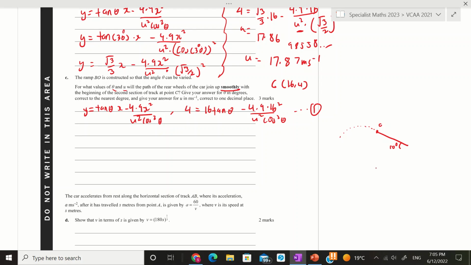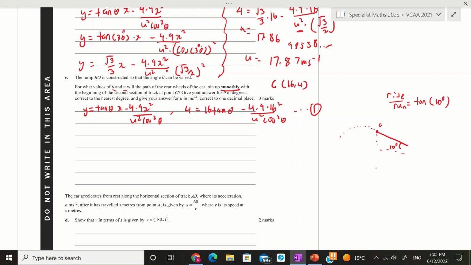So what is the gradient of the ramp? How do we find that out? Well, gradient is rise over run. Rise over run is the same as opposite over adjacent, which is just the tan ratio. So tan of whatever angle this is, rise over run. So tan of 10 degrees, right?